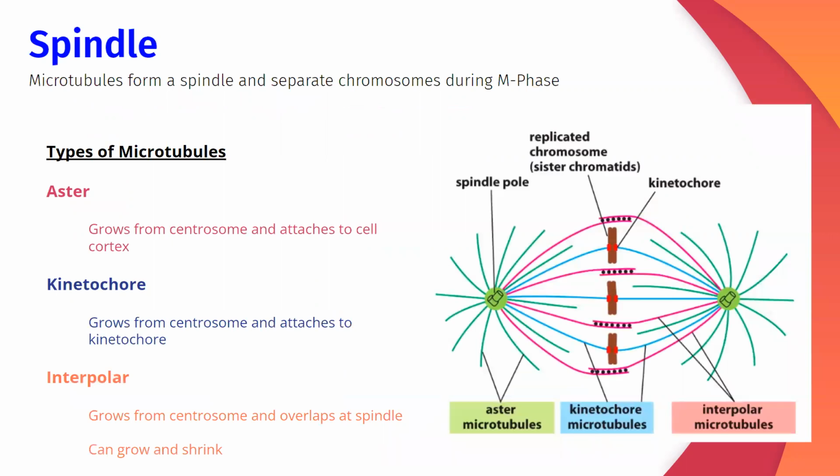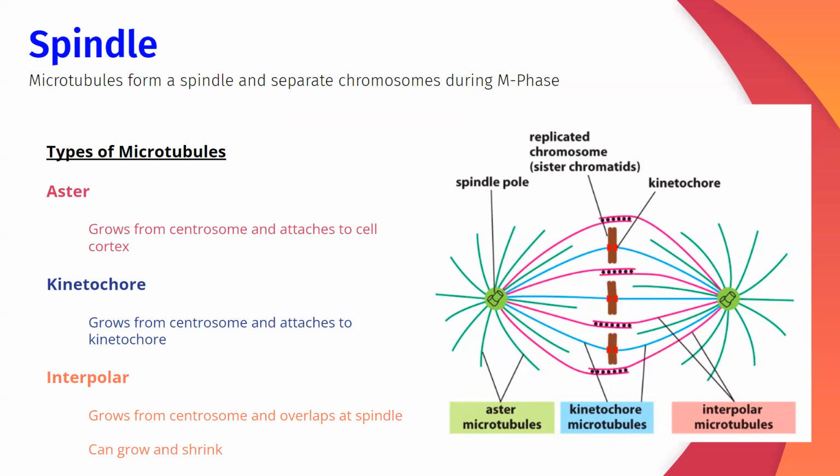So our spindle here, there are 3 types of microtubules that make up our spindle during M phase. The first one is our aster microtubules, and they grow out from our centrosome right here in all directions and attach to the cell cortex. The way that I remember this one is an aster is a flower that looks kind of like a daisy. The petals fan out in all directions, and that's what the aster microtubules look like.